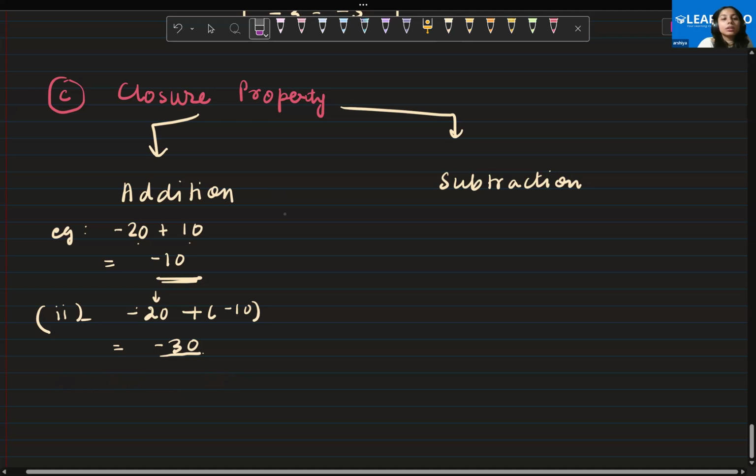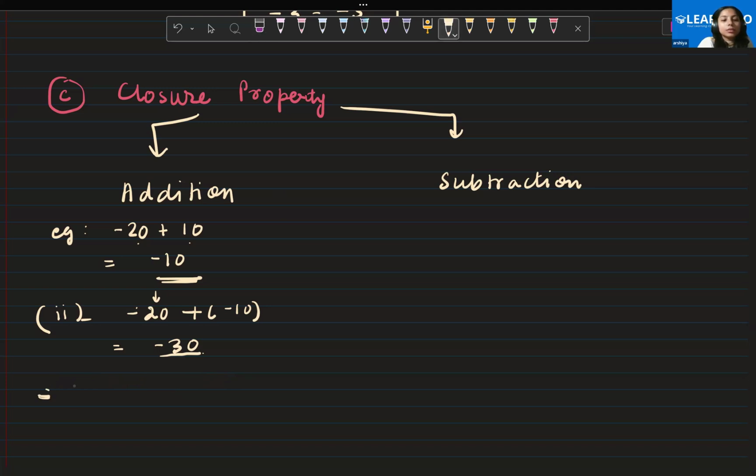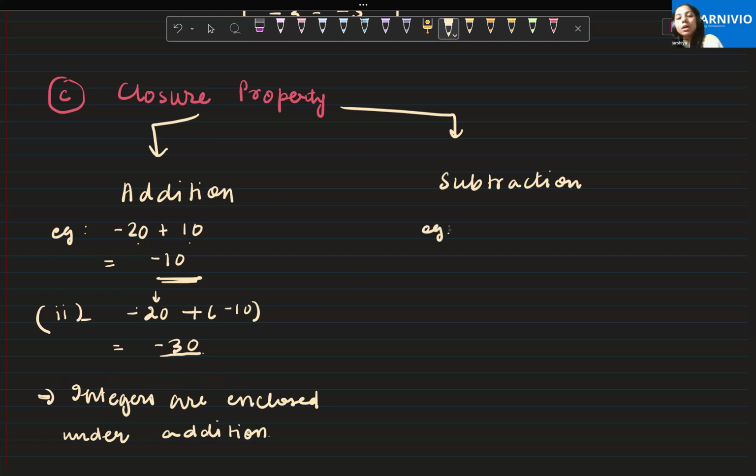Write this down. So we're going to write integers are enclosed under addition. What do you guys think about subtraction? Can anyone give me an example or just explain how to do this? It will be the exact same thing as addition.